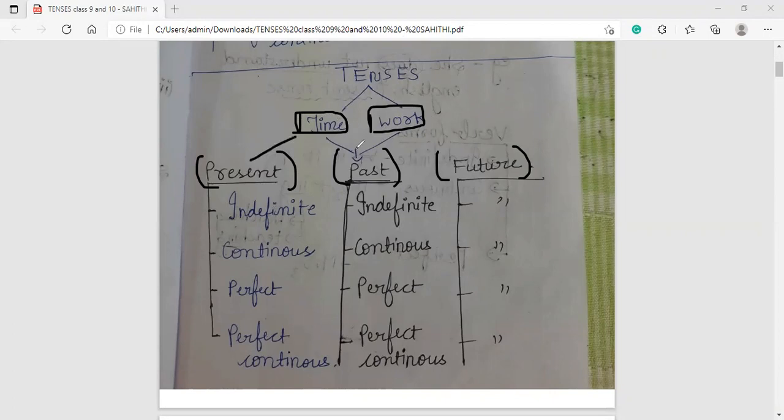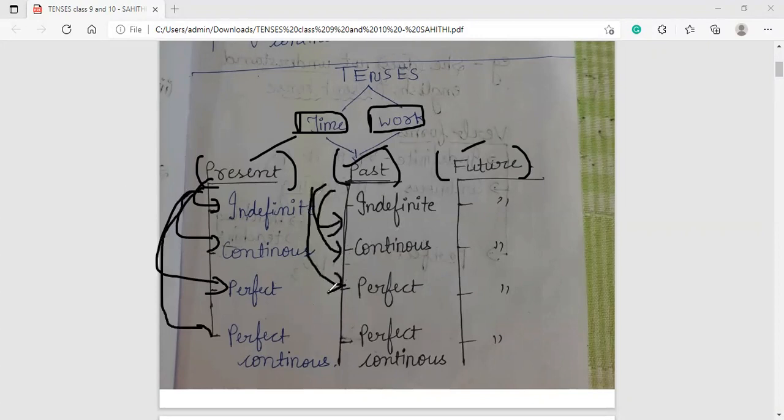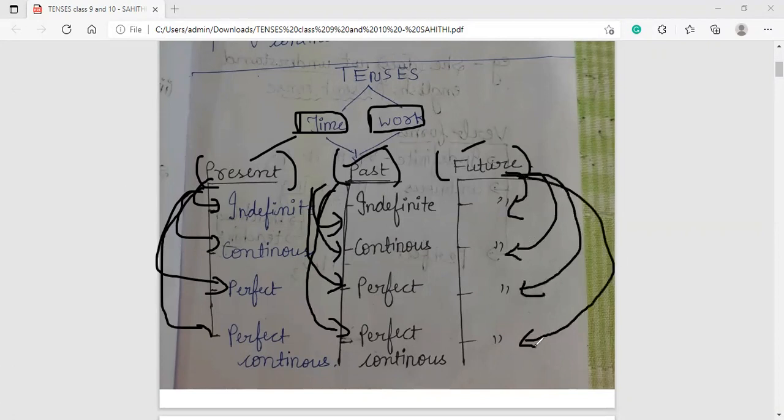So there is present, past, and future, in which work is being divided. So present indefinite, present continuous, present perfect, present perfect continuous, past indefinite, past continuous, past perfect and past perfect continuous. And then future the same: future indefinite, future continuous, future perfect and future perfect continuous. If we remember this, it is going to be clear.